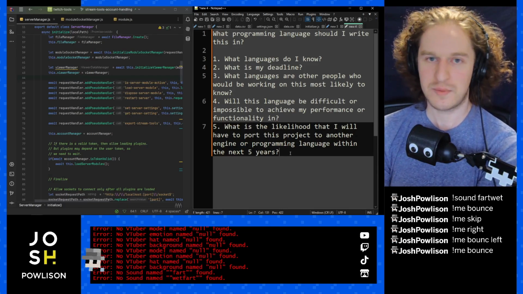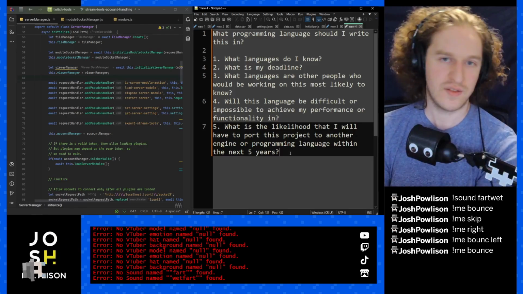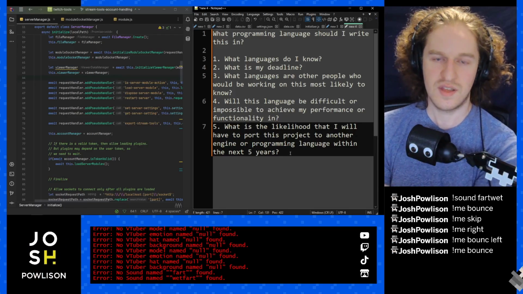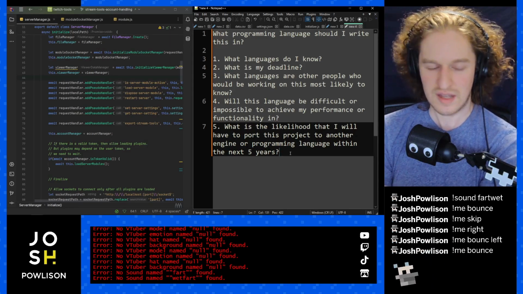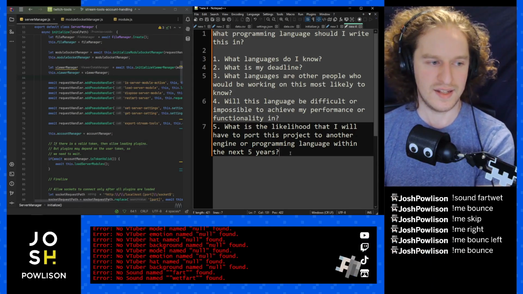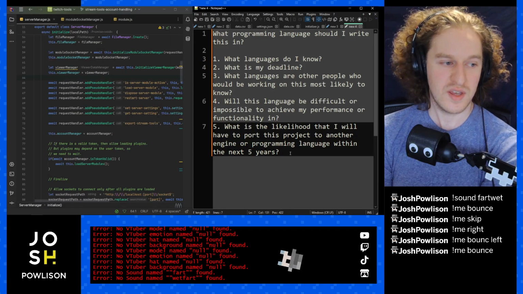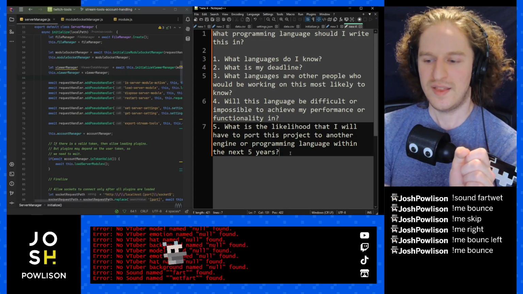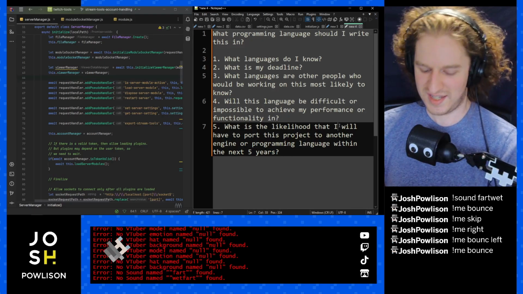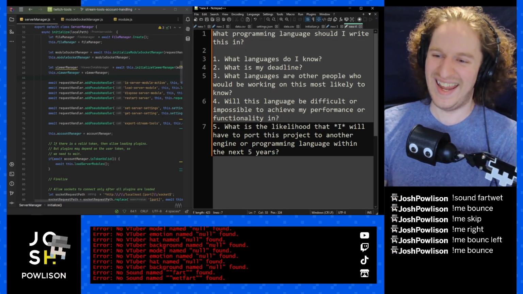And there are multiple games that have been written in JavaScript that then had to get ported to other languages or engines in order to use them properly on consoles or things like that. That's a pretty common story at this point. And what is the likelihood that you'll have to port this project to another engine or programming language within the next 5 years? And there is an interesting part to this that you could look at, and that is the word I.